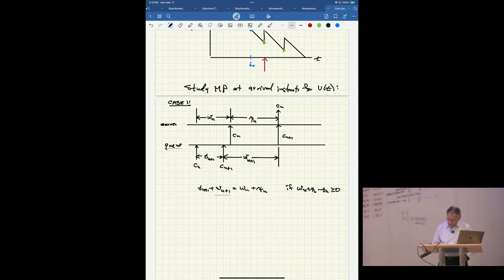Now, there's a case 2, and this is the simpler case. Let's draw axes again.